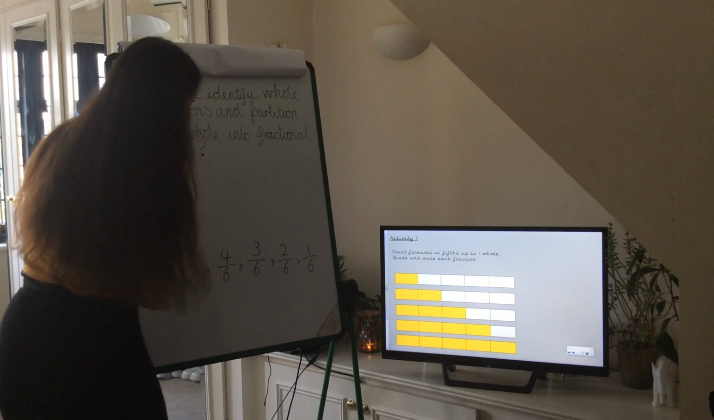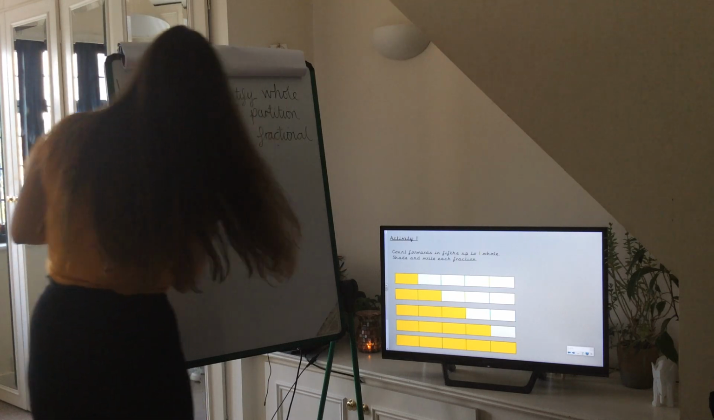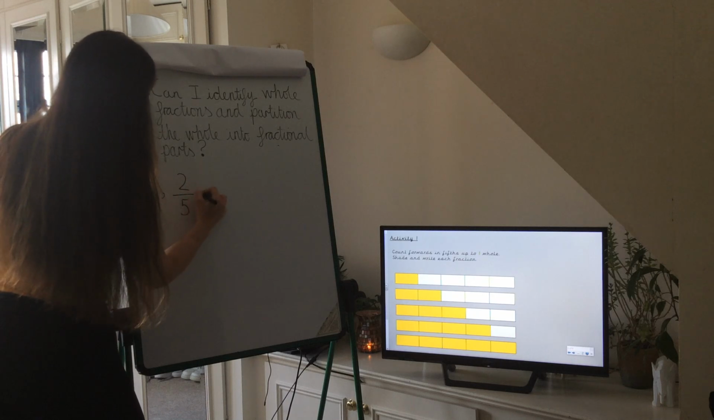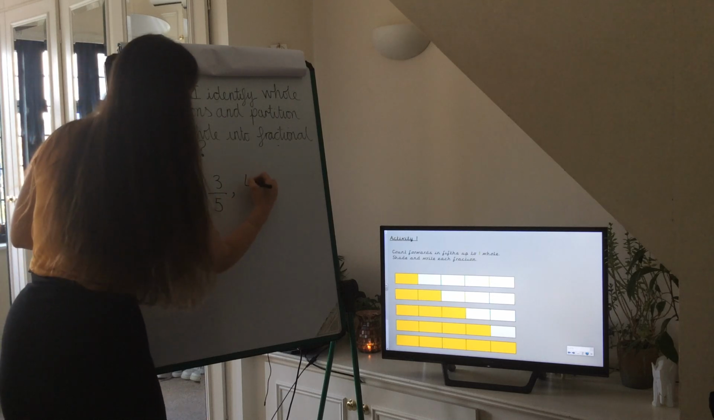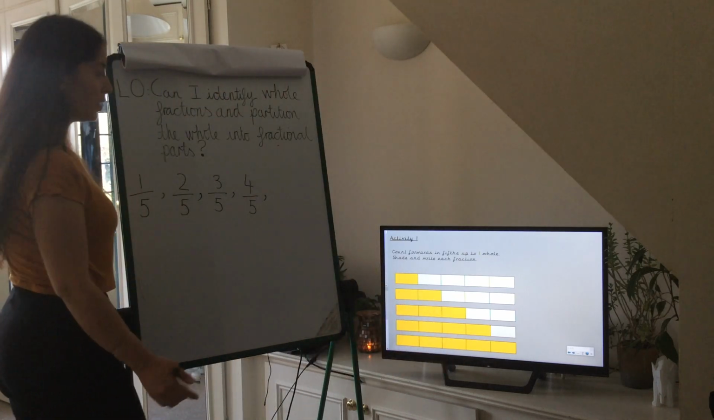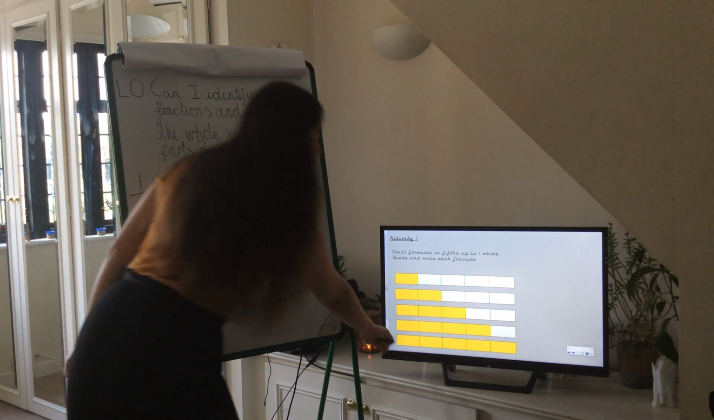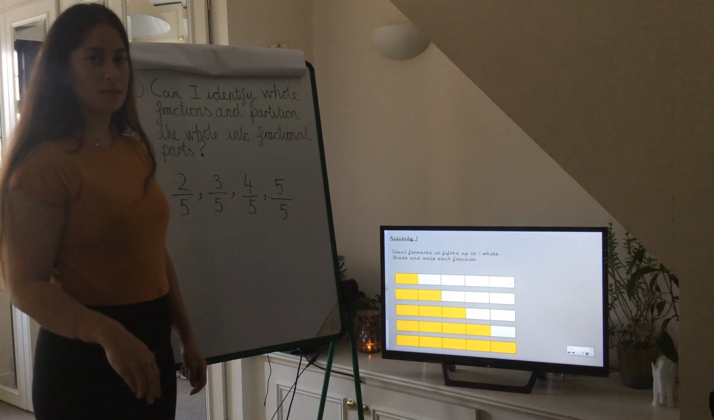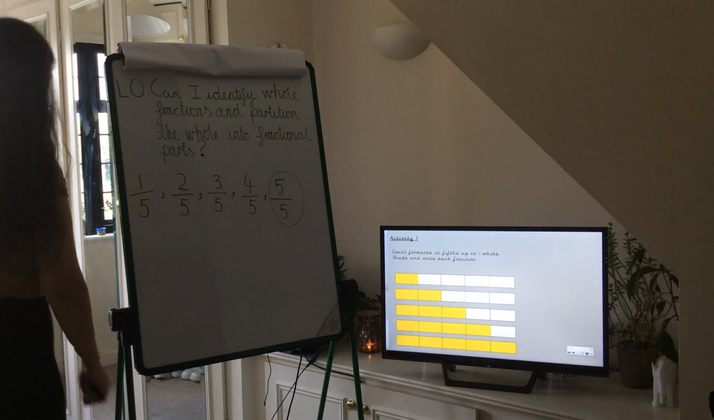Okay, so counting forwards in fifths, starting with 1/5. 1/5, 2/5, 3/5, 4/5, and when we get to the bottom, we notice all 5 parts are shaded, so my numerator becomes a 5, and my whole has stayed the same because my whole is still divided into 5 equal parts. 5/5, which also represents 1 whole because the whole shape is shaded. What do you notice about this fraction?